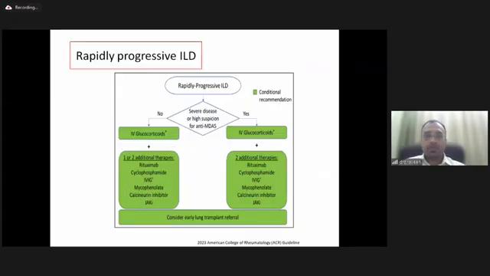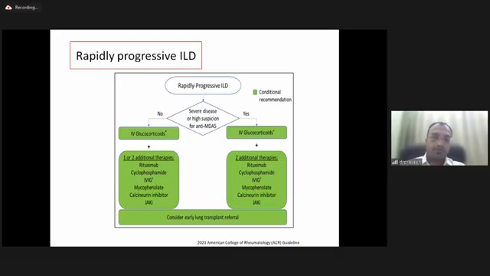And if it is a rapidly progressing ILD, then look for whether it is a severe disease or a high suspicion for MDA5, that is, amyopathic dermatomyositis. If yes, then start them on IV glucocorticoids with 2 additional therapies from rituximab, cyclophosphamide, IVIG, mycophenolate, calcineurin inhibitors, and JAK inhibitors. So if the patient is quite sick, we generally start IV glucocorticoids with IVIG and rituximab, or cyclophosphamide with rituximab.